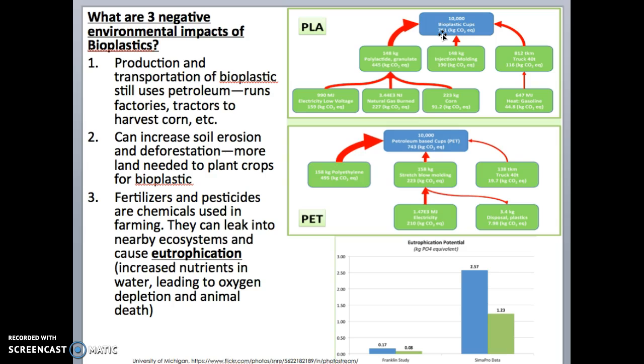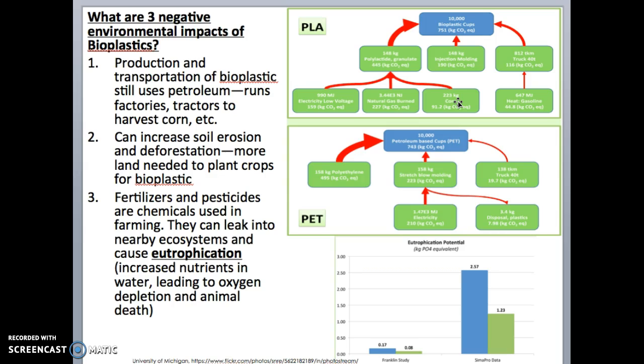And as you can see, the amount of carbon dioxide released during transportation and production is actually very similar. 751 kilograms of carbon dioxide versus 743 for petroleum-based cups. And so there's really no significant difference between PLA and PET. And one of the disadvantages is that for PLA, to harvest the corn and to deliver the corn to the factory still uses petroleum.